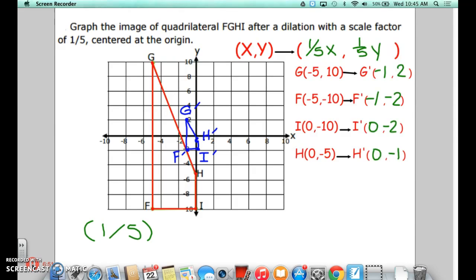So just by appearance, instead of just looking at ordered pairs, you can see that my quadrilateral has now shrunk. It is now 1/5 the size of the original shape.